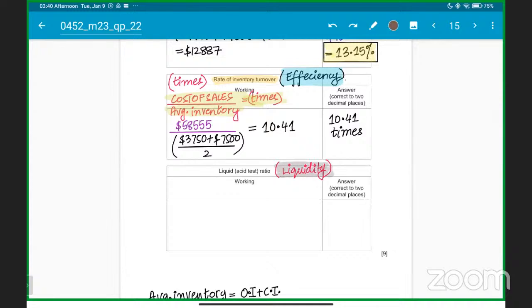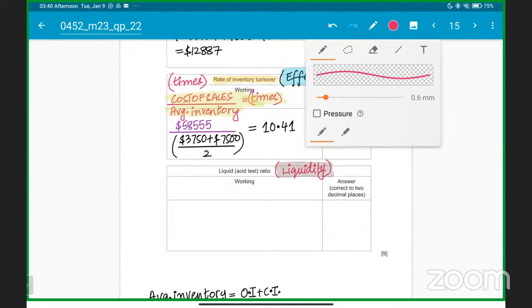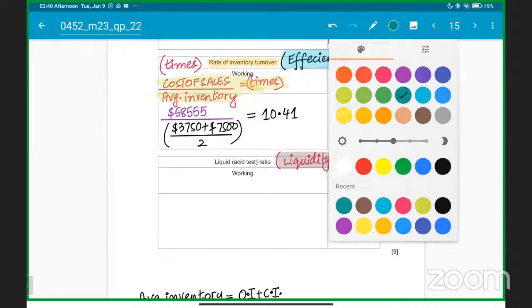Yes, sir. To find the liquidity ratio, which talks about cash management and bankruptcy: are you able to pay off your current liabilities with the current assets that you have? It talks about making sure that you are not bankrupt or insolvent. Okay, so here we go.